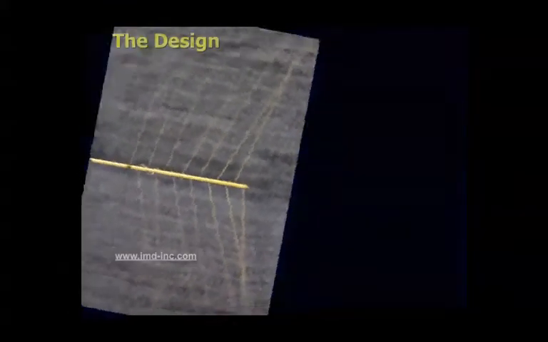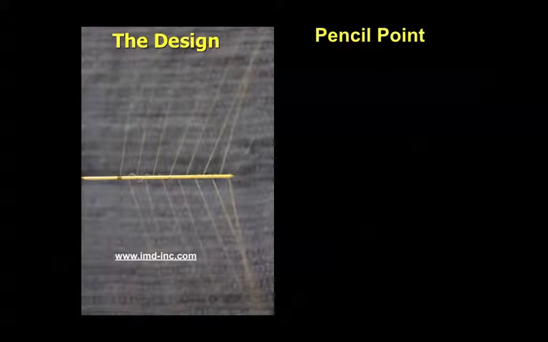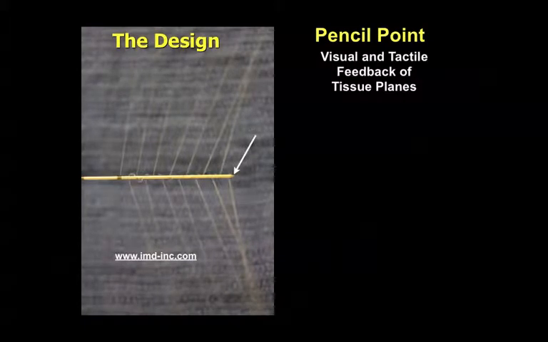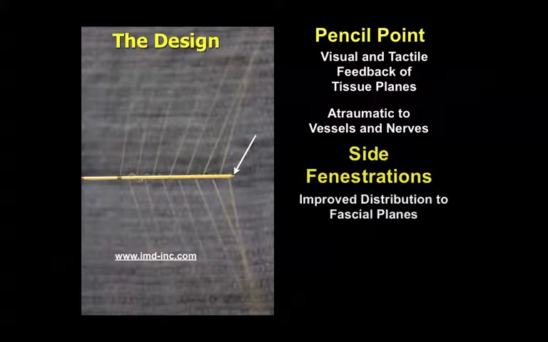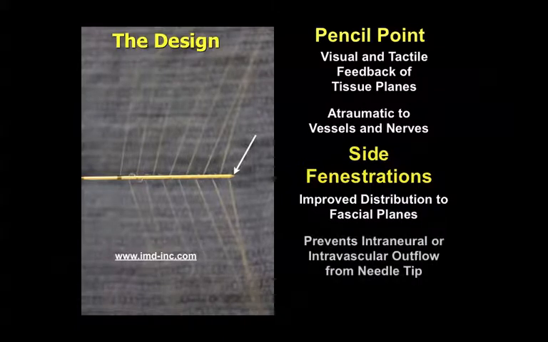nerve. The design of the needle is a pencil point, which allows the operator to have visual and tactile feedback of tissue planes as the needle is advanced into tissue. It is relatively atraumatic to vessels and nerves compared to conventionally beveled needles. The side fenestrations provide improved distribution of local anesthetic to fascial planes, and the fact that the needle has an occluded pencil tip prevents intraneural or intravascular outflow from the needle tip.